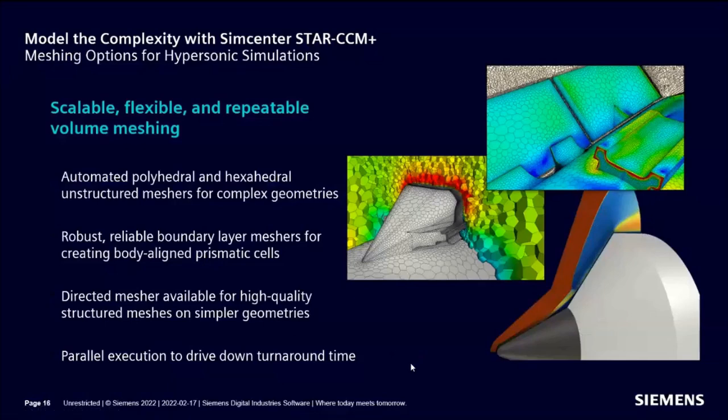But that's available so that you can make high quality structured meshes on simpler types of geometries, usually not used for the full 3D geometries, but for 2D cases and validations, it can be really advantageous to make those meshes with the directed meshing. And then the other big meshing thing is meshing can take a lot of time for these complex cases, right? And so the meshers in SimCenter StarCCM Plus have been parallelized, so you can execute them in parallel on your HPC systems to really drive down the turnaround time.